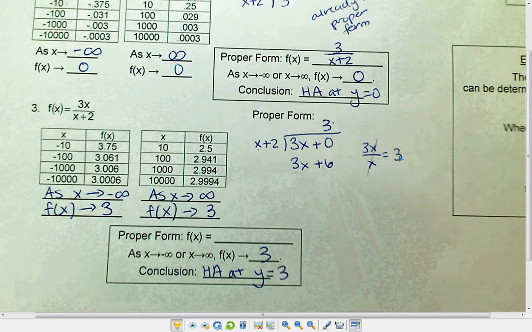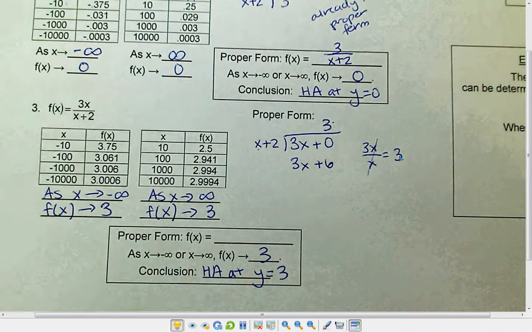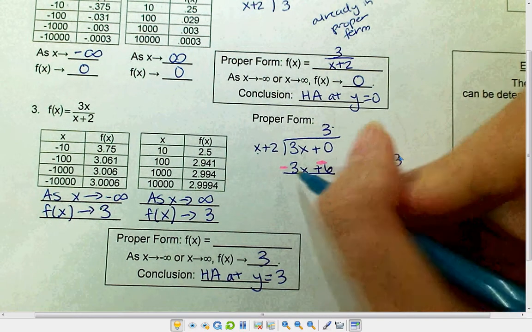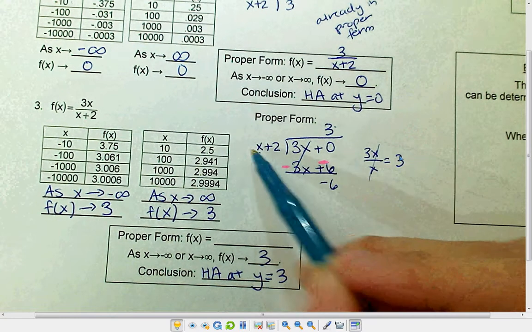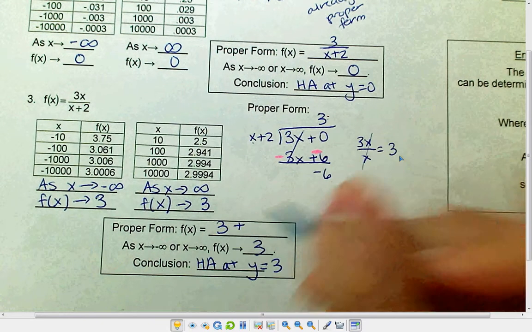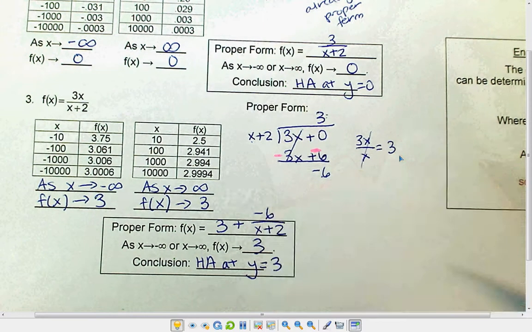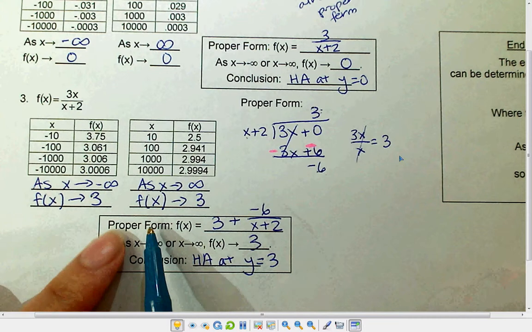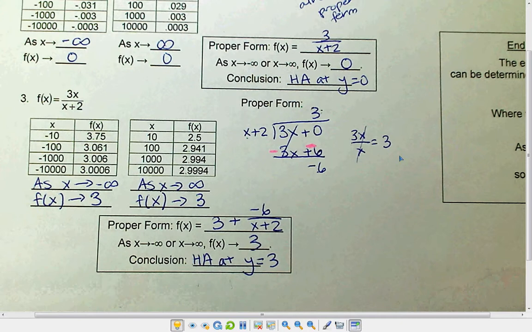Again, please don't forget the very important next step here, which is changing the sign. I'm going to do this in a different color. This is going to become negative, and this one's also going to become negative. So 3x and negative 3x cancel out. 0 plus negative 6 gives you negative 6. We can't divide negative 6 by x, so we're done. My proper form here is my answer, which is 3, plus my remainder, which is negative 6, over my original denominator, because your remainder stays in your fraction. Comparing your proper form to your horizontal asymptote, you should already see a connection that we're going to make clear in a second.